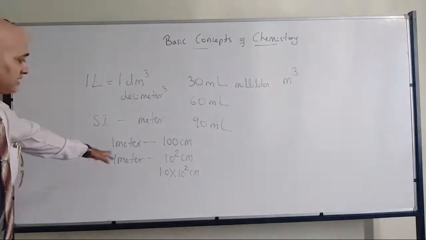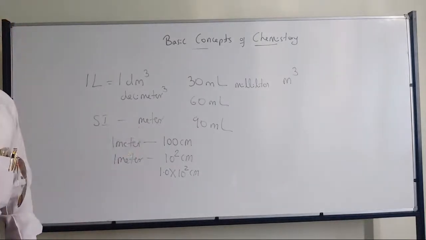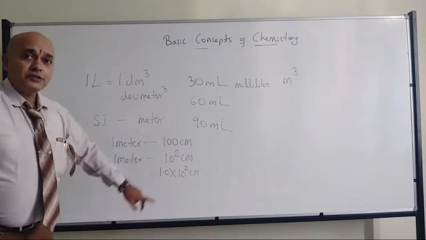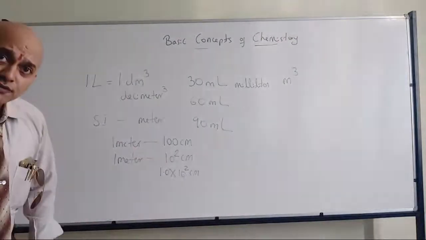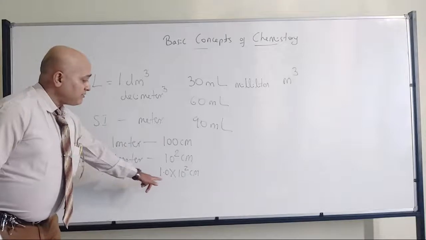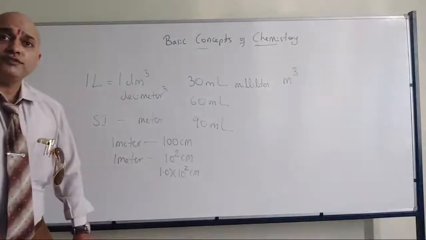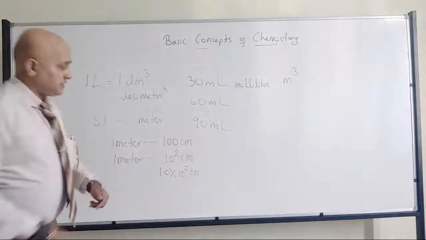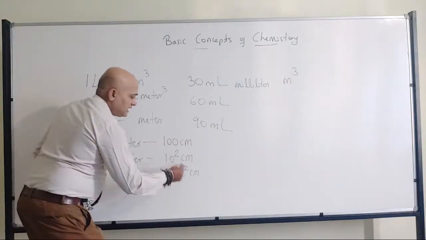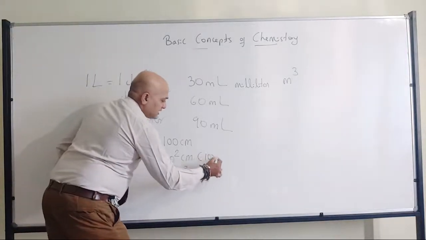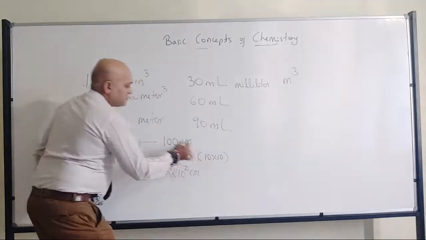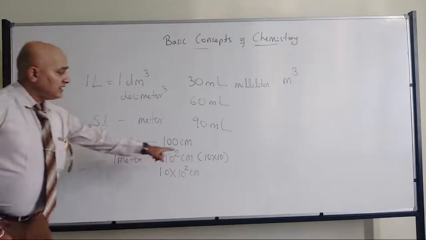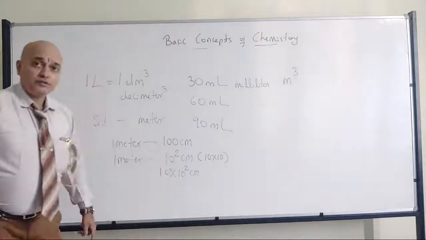You can observe and tell me yes or no. 1 meter is equal to 100 centimeter, then I have written 1 meter is equal to 10 to the power of 2 centimeter, then 1 into 10 to the power of 2 centimeter. Now, why have I written 10 to the power of 2? Because 10 into 10 is nothing but 100. Therefore, 10 to the power of 2.